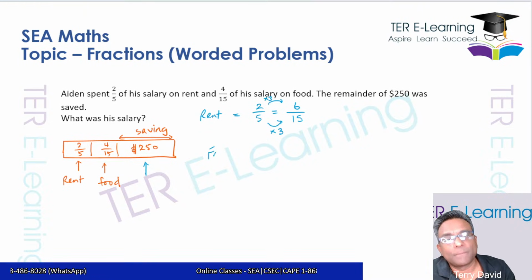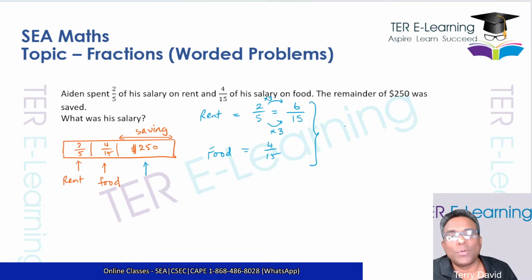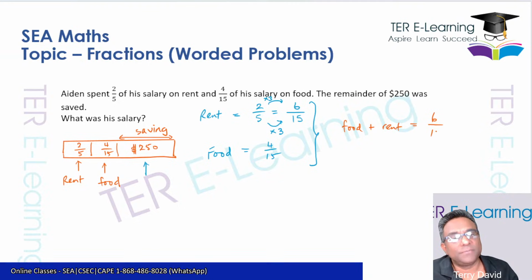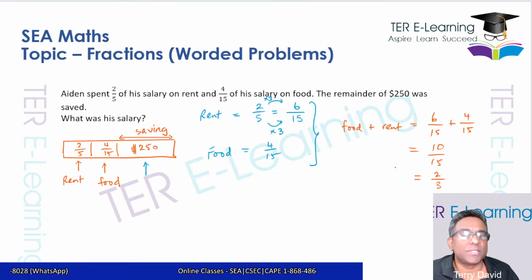His food is actually 4 over 15. All right? So this total here will be the total fraction for food and rent. So food and rent is going to be equal to 6 over 15 plus 4 over 15, which is 10 over 15. You can reduce this if you want. That's fine. 2 5s are 10, so that's 2/3. So that means for rent and food, he spent 2/3 of his salary.